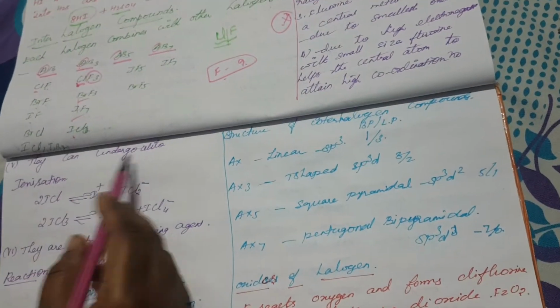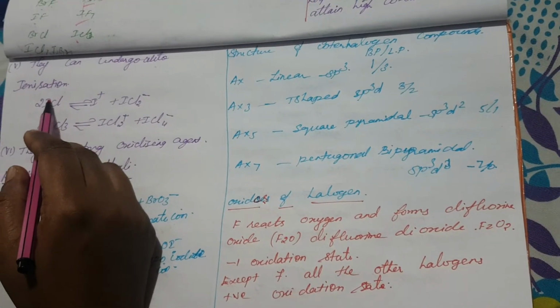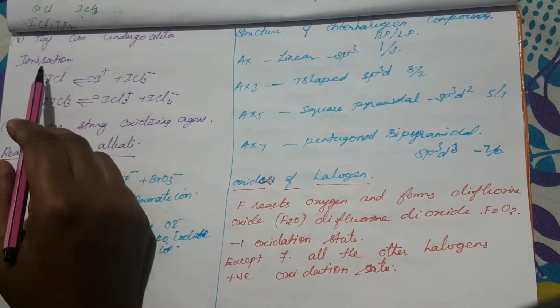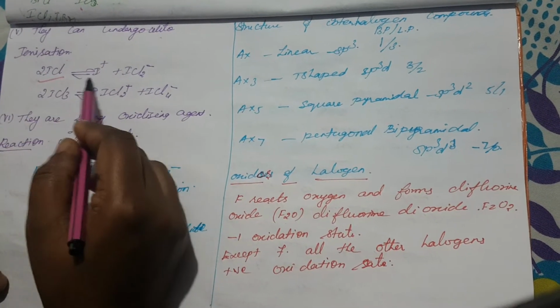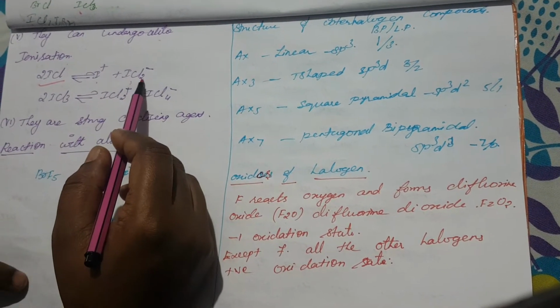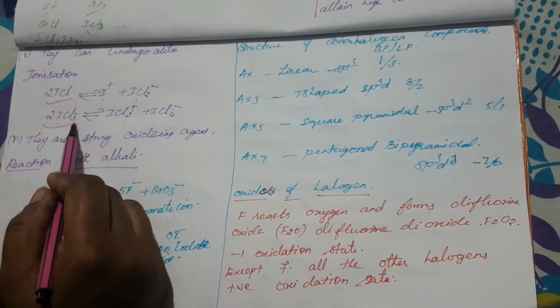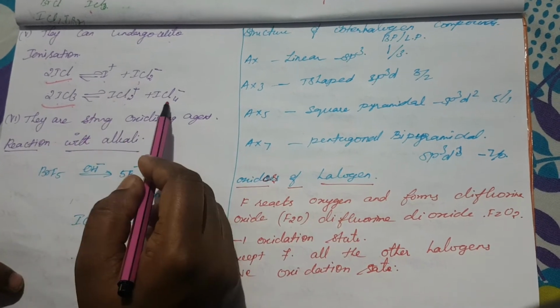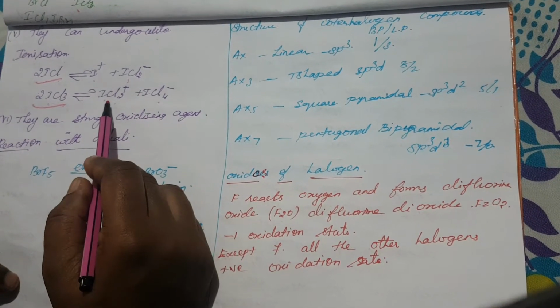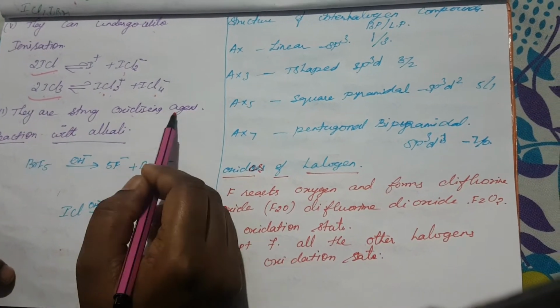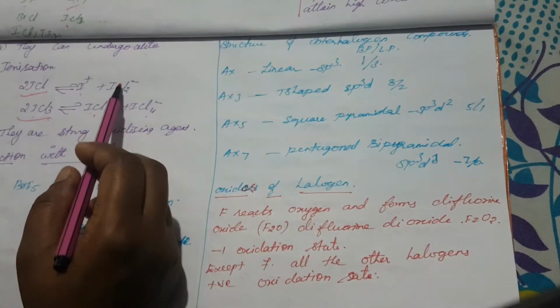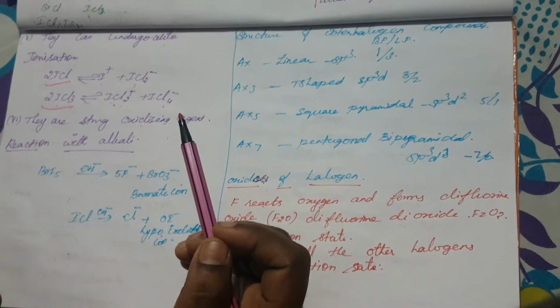Another property: they can undergo autoionization, for example ICl giving I plus and ICl2 minus, and ICl3. So these are iodine chlorides, converted into the tetrachloride ion and dichloride ion. They are strong oxidizing agents. All the interhalogen compounds are strong oxidizing agents.